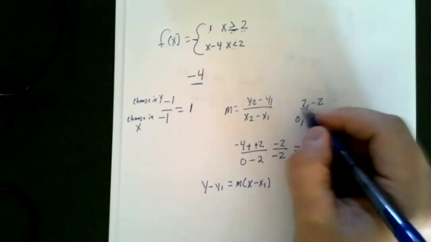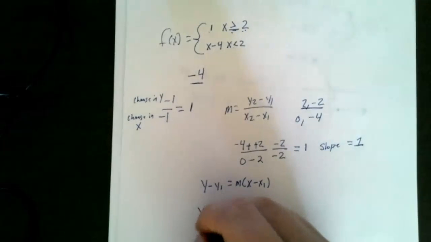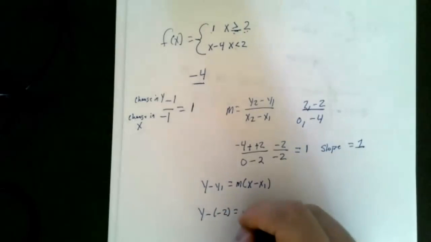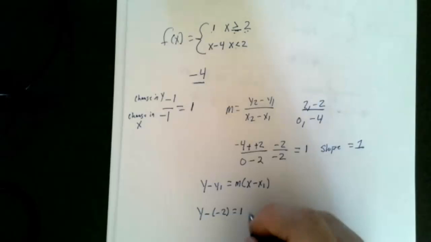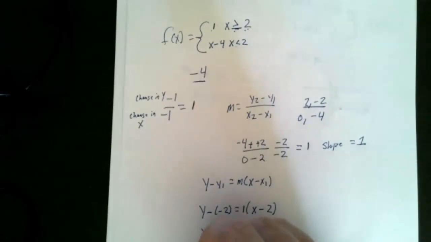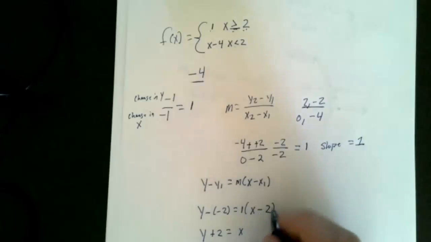So if I use -2, 2, -2, I'd plug in y minus a -2 is equal to 1. So my slope was 1 times x minus 2. Then I'd simplify. So y minus a -2 turns into y plus 2. I distribute. 1 times x is x. 1 times a -2 is a -2.